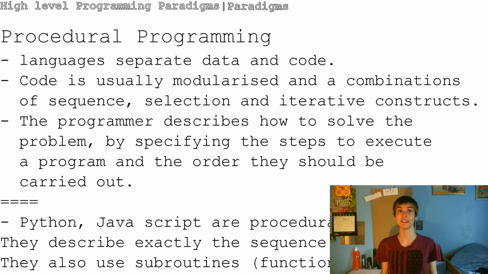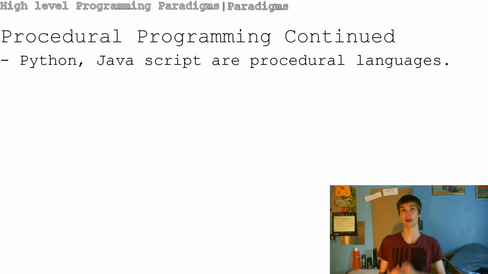Procedural programming is where the language separates data and code. Code is usually modularized and a combination of sequence, selection, and iterative constructs. The programmer describes how to solve the problem by specifying the steps to execute a program and the order they should be carried out. Examples of procedural languages are Python and JavaScript.